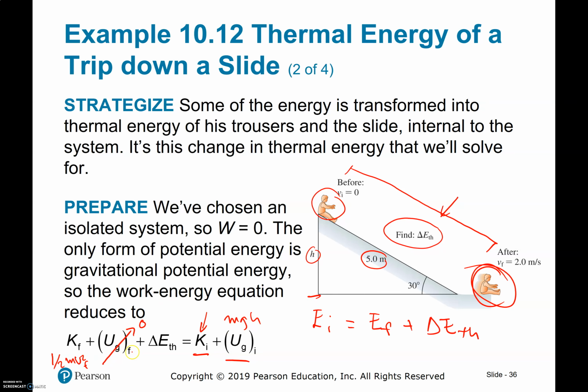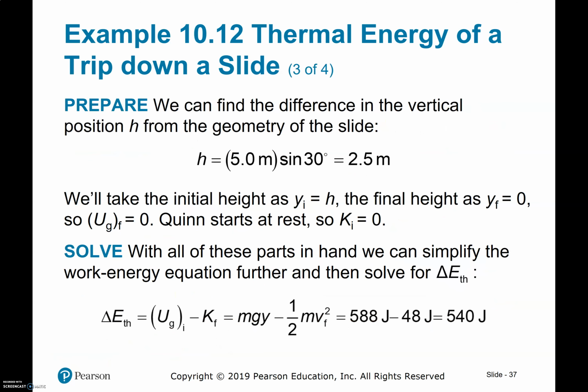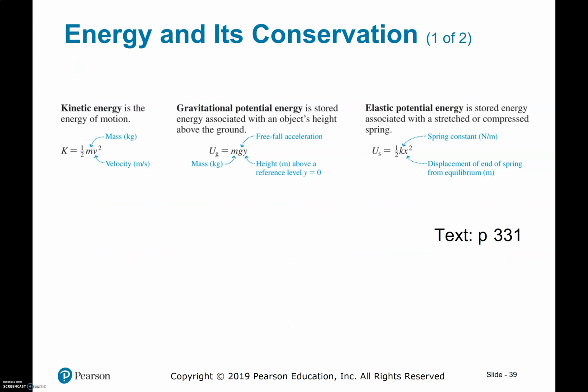So from this, now we can solve for this delta energy and solve for the problem. We can find h by using the length of the slide and some trigonometry, that's 2.5 meters. And then we can solve for delta E_th, which is the thermal energy. That is equal to the potential energy at the beginning minus the kinetic energy at the end. So we plug in the numbers and we find that that is 540 joules that are dissipated as heat as he goes down the slide.